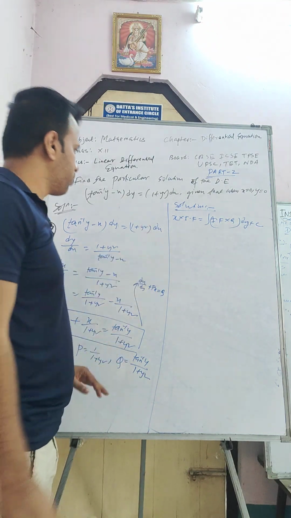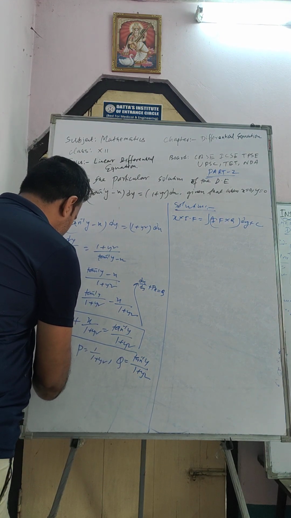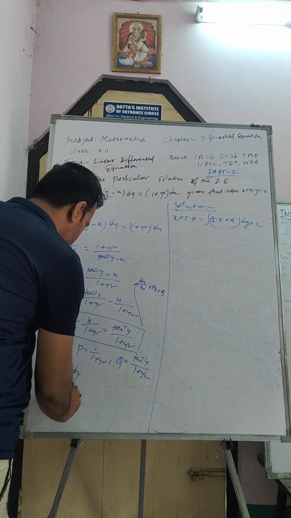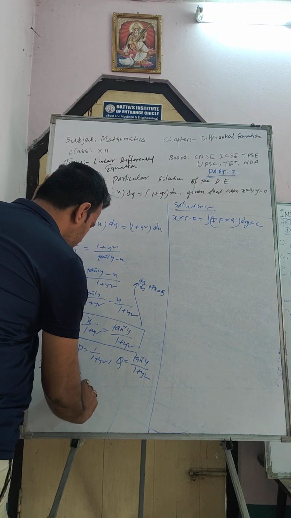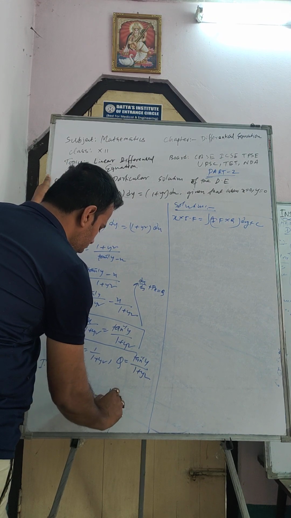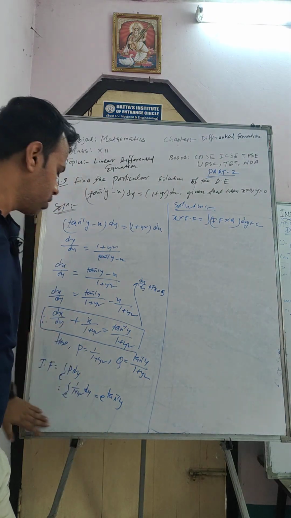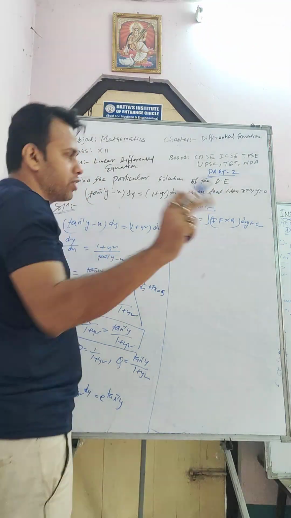Now before finding a solution, we have to find out the integrating factor. Integrating factor is e to the power integral p dy. So e to the power integral of 1 by 1 plus y square dy, so it will be e to the power tan inverse y. Okay, so the integrating factor is e to the power tan inverse y. So the solution is like that: x into IF equal to integral of IF into q dy plus c.